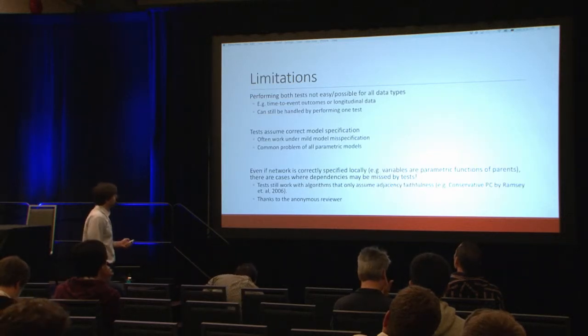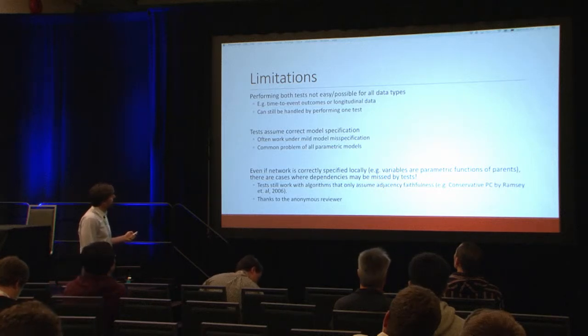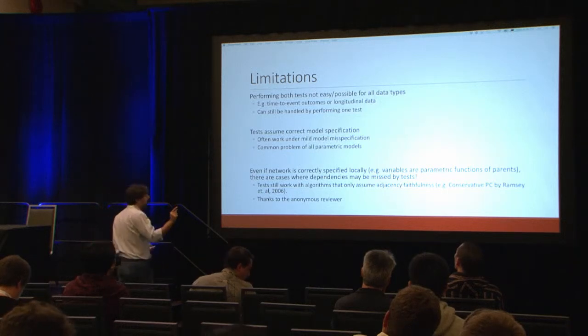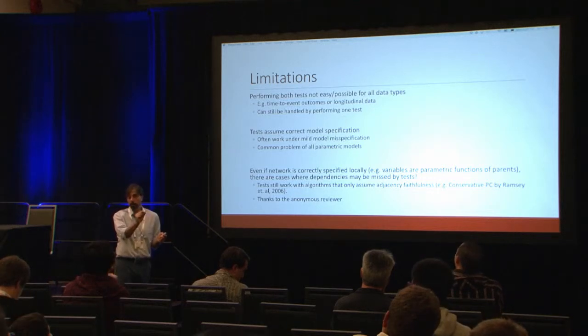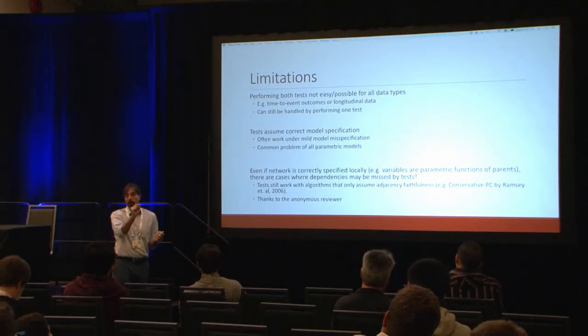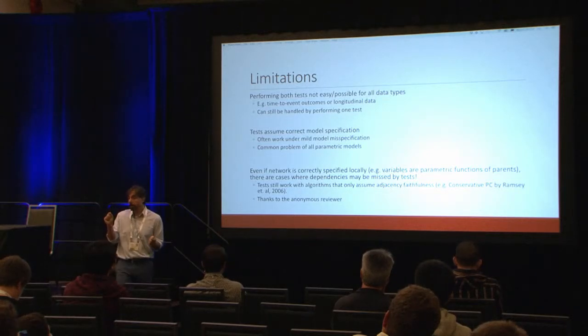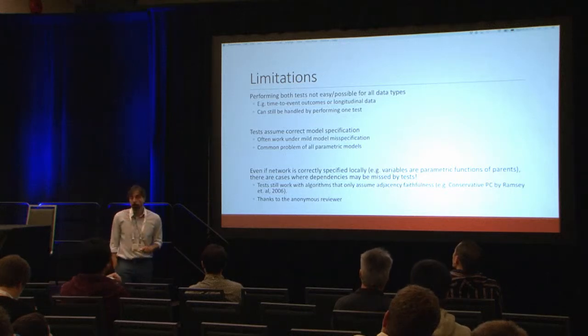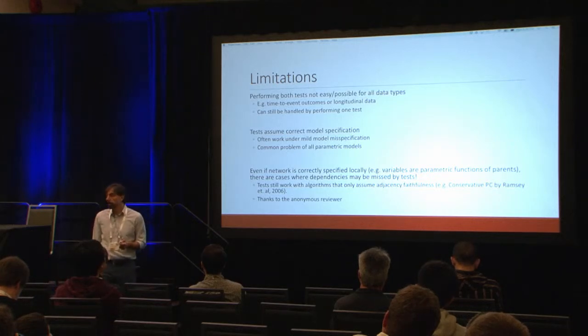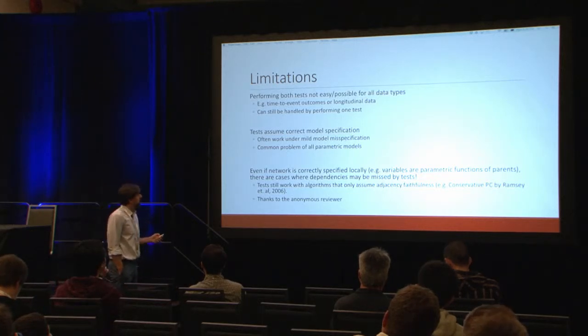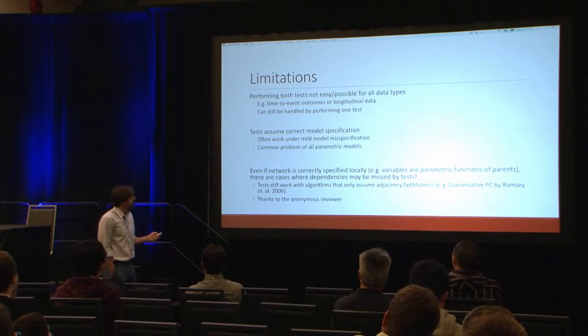Some limitations of the method is that performing both tests is not always easy for all data types. And particularly if you try to, say, regress a continuous variable using as a predictor a censored variable, let's say a time to event variable in survival analysis. I mean, this is difficult. I haven't seen any statistical method doing that. But you can still handle this by performing only one test and not doing the symmetrical correction.